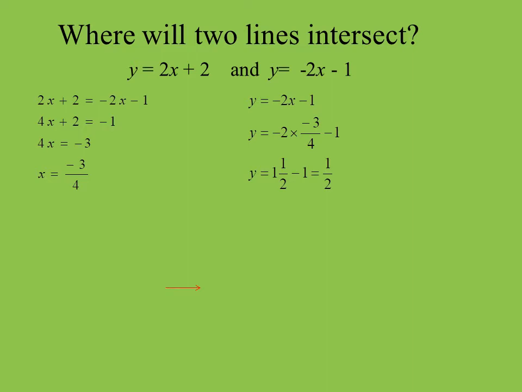We take any one of these equations. Now, I've chosen to take this one. We could have done it with this one as well. So you could do it with this equation or this equation. You only need to choose one. So I've chosen this one.